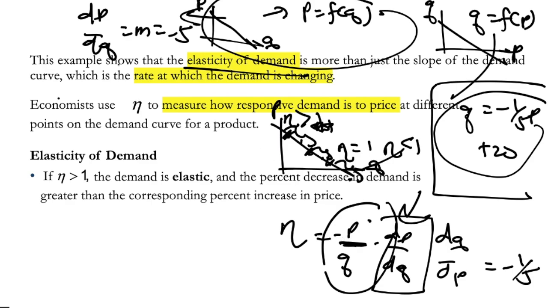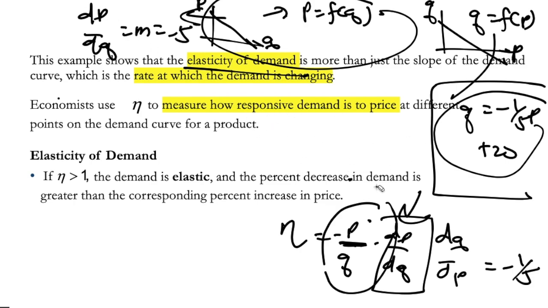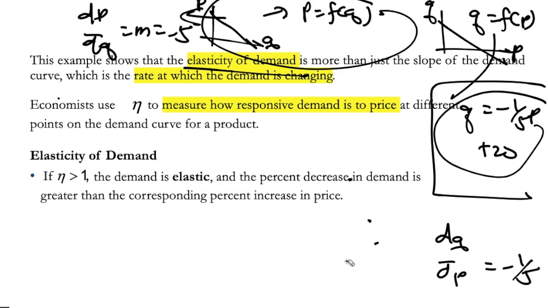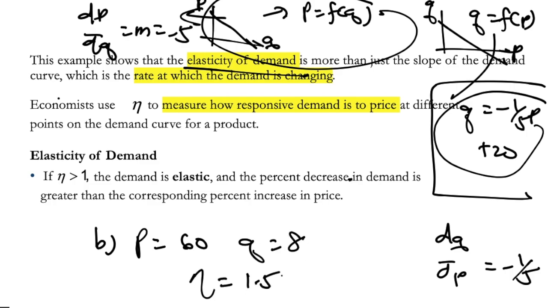Now, let me erase the mess. So if the elasticity that you get is more than 1, like question B, in which price equivalent to 60 when the quantity equivalent to 8, so you have elasticity 1.5, which is more than 1, then we call the demand elastic. How do we interpret this?